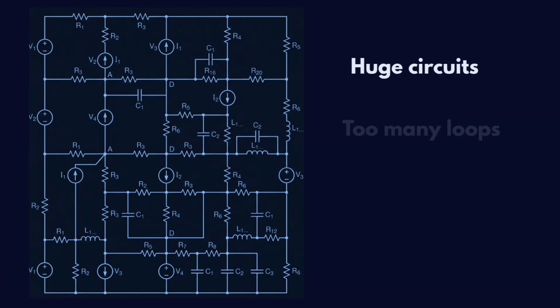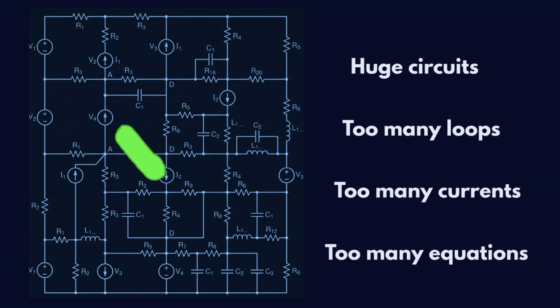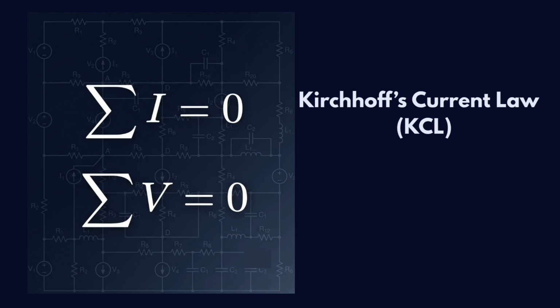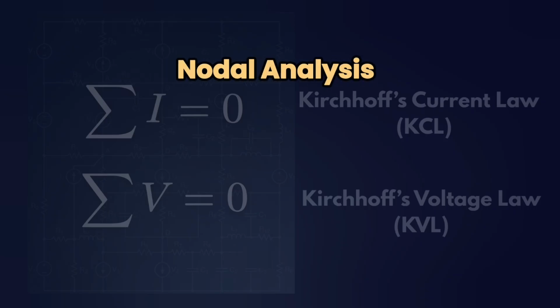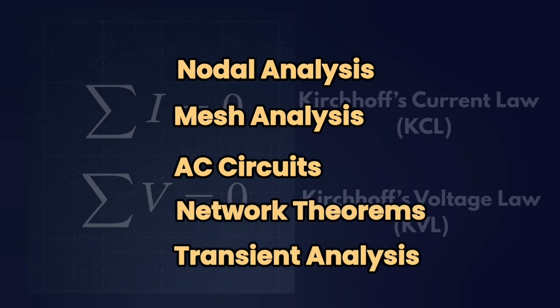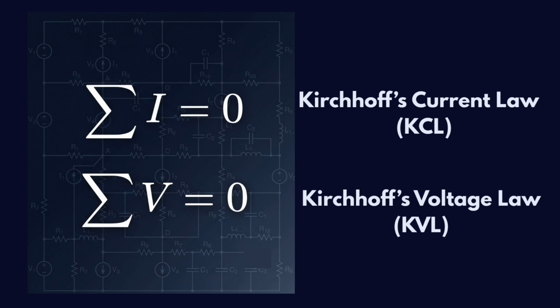Huge circuits, too many loops, too many currents, too many equations. But here's something surprising. Almost every circuit problem in GATE starts from just two fundamental laws: Kirchhoff's current law and Kirchhoff's voltage law, that is KCL and KVL. If you master these properly today, subjects like nodal analysis, mesh analysis, AC circuits, network theorems, transient analysis become much easier. So let's start from absolute basics.